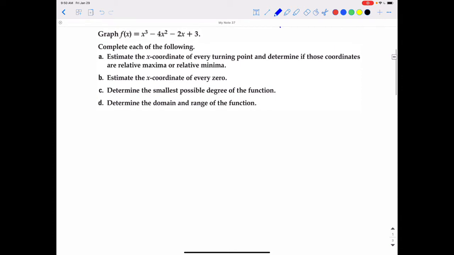So we're going to get several different questions here today. First off, we're going to graph f of x equals x cubed minus 4x squared minus 2x plus 3, and you're going to do so by using Desmos. So go to Desmos at desmos.com and type in that equation.